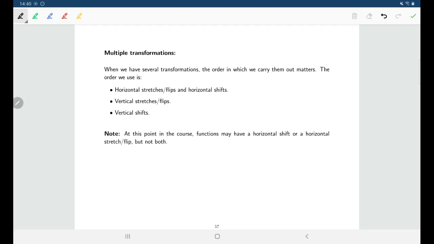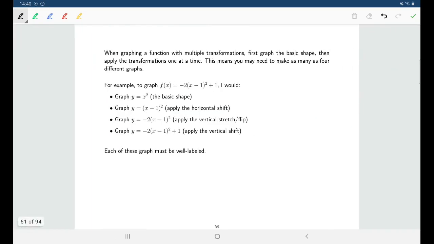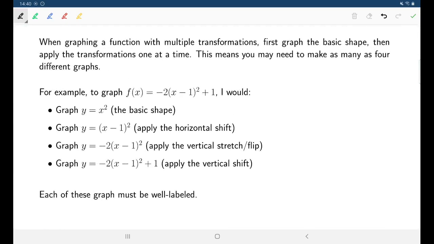So that means that when we're looking at a function now, we're going to need to, number one, be able to identify all the different transformations that are going on, and then think about the order in which we're going to carry them out. So for something like this function y equals negative 2 times (x minus 1) squared plus 1, just to look at this a little closer here, there's 3 transformations that are really happening.